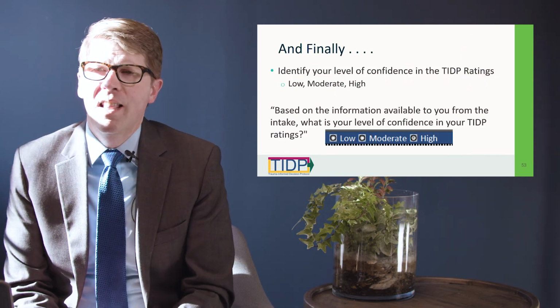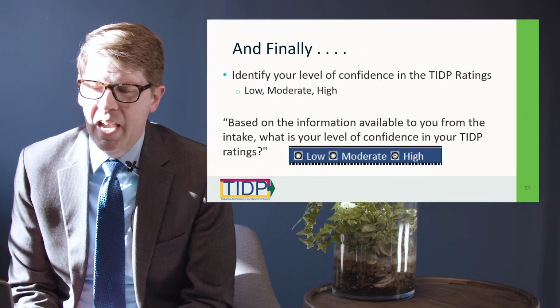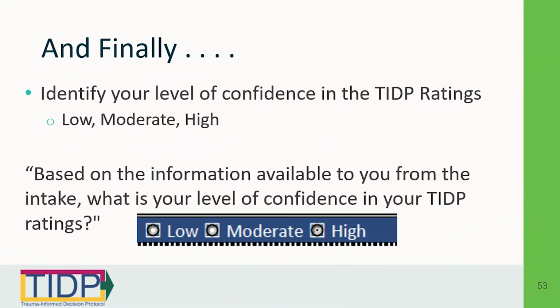And the very final thing that we're doing in rating the TIDP is, at the very bottom of the form, you're going to identify your level of confidence in your TIDP ratings as low, moderate, or high. And basically in ticking off this box, you're going to say, based on the information that's available to me at the time I'm completing the TIDP, this is my level of confidence in my TIDP ratings, whether it's at intake or whether it's done post-disposition at the time of the initial case plan development. And you can rate that as low, moderate, or high.